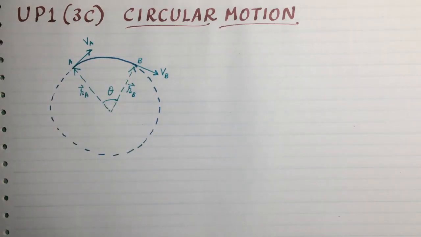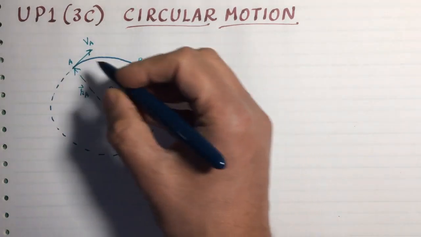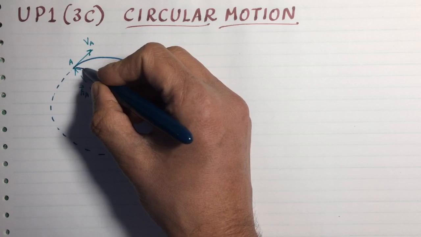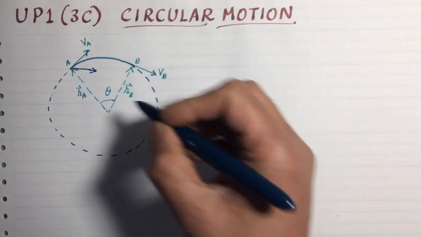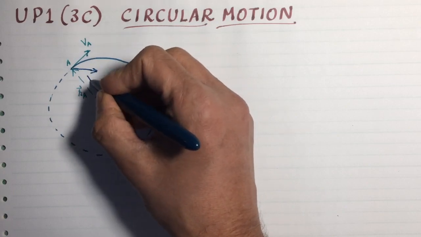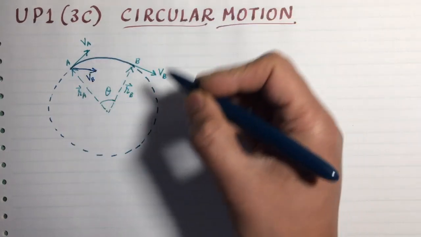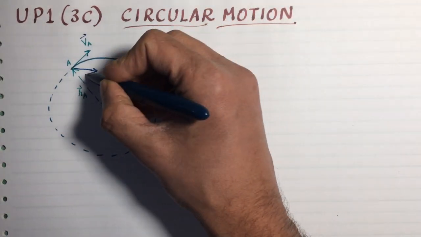So what we can do is move this vector VB to where VA is. Vectors can always be moved parallel to each other. So I'm moving this vector parallel to itself where this vector VA is located. So I'll call this VB. Put arrows on all these vectors.